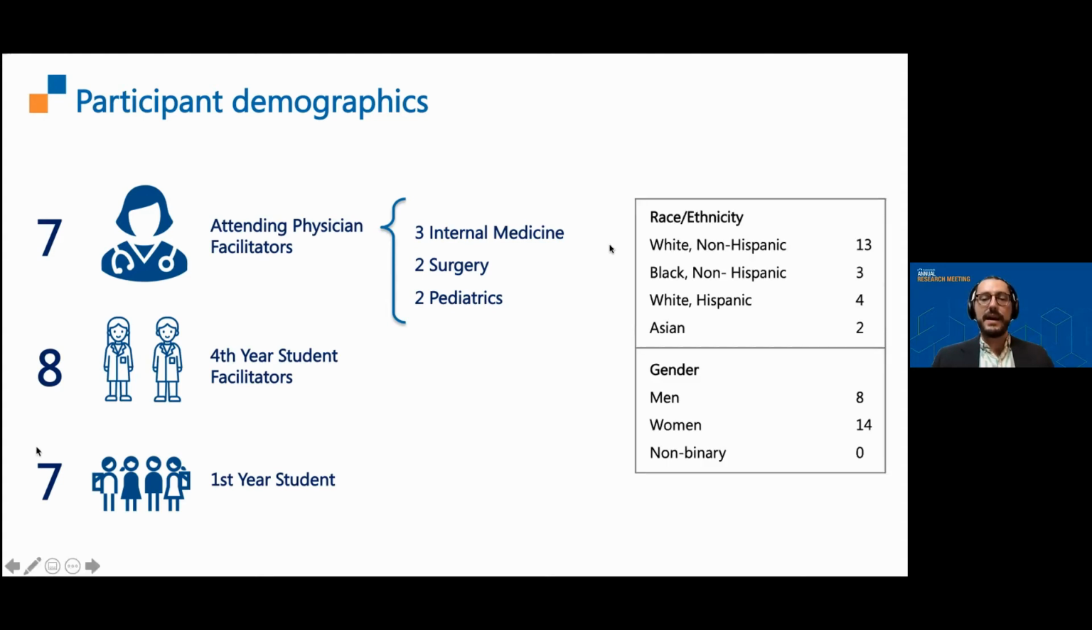We had a slight overrepresentation of white non-Hispanic participants and a slight underrepresentation of Asian participants compared to the class as a whole, while Black non-Hispanic and white Hispanic participants were roughly representative of the class that we interviewed, as well as a slight majority of women participants.